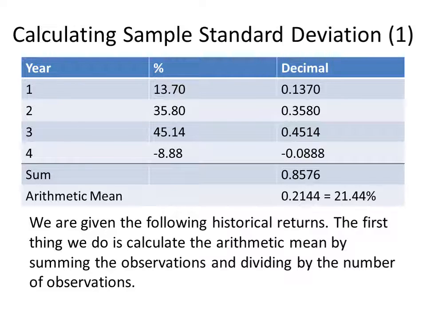So we've got 4 years worth of returns, and I've got them first in percentages and then in their decimal equivalents. And the first step is to calculate the arithmetic mean, which is what your mom probably called average. So we're just going to add those four things together, and I get 0.8576 and divide by 4. And I think that gives us 0.2144 or 21.44%. Feel free to pause the lecture and check my math.